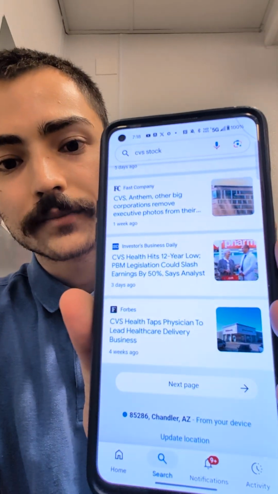The reason why I like to bring up CVS at the moment is because, and this is a reminder that none of this is financial advice. None of this is something that you should buy just because I recommended a specific company or a stock. I am not a financial advisor, so do your own research. But right now, as I look this up, this is an article that says that CVS just hit a 12-year low on the stock market.